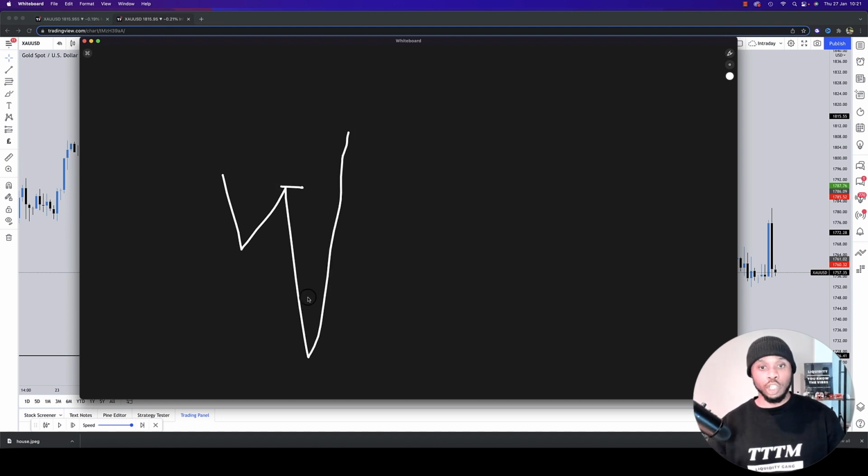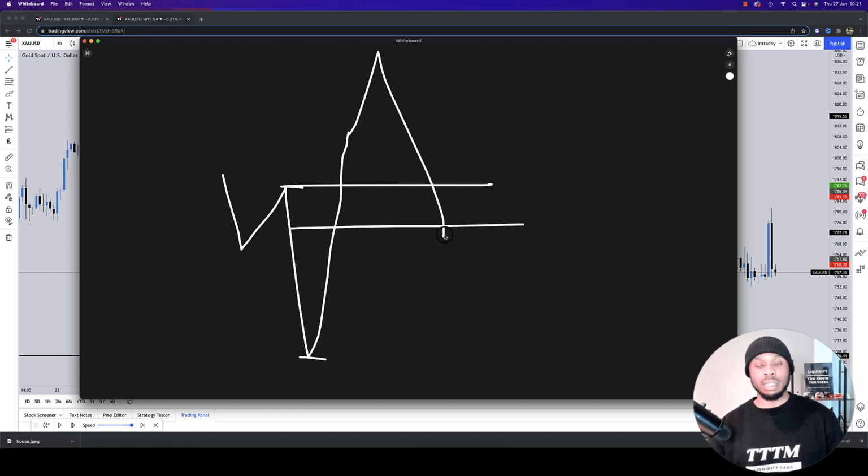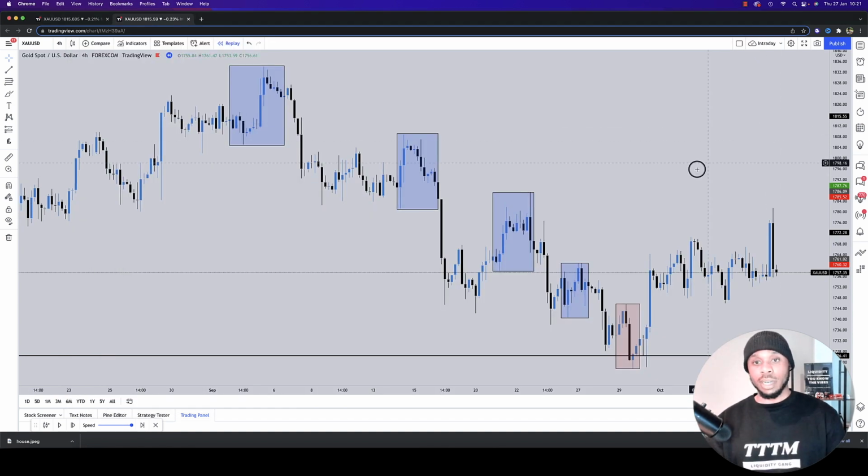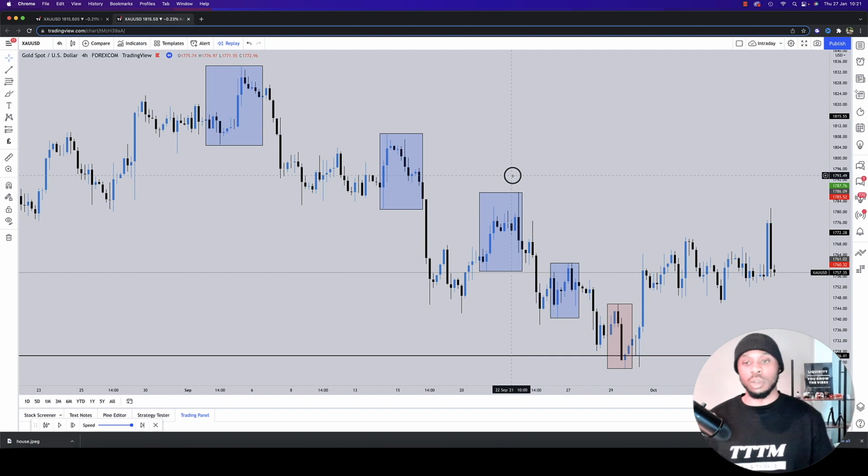This becomes your institutional candle where they sold price down before they bought, and then price would expand, come back to mitigate at this level, right? All of this, and then come back to mitigate, and then it will expand higher again. So now when it comes to this chart, this is just gold on a 4-hour time frame.